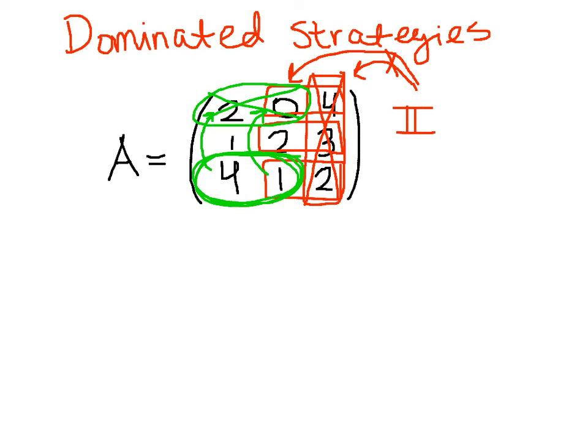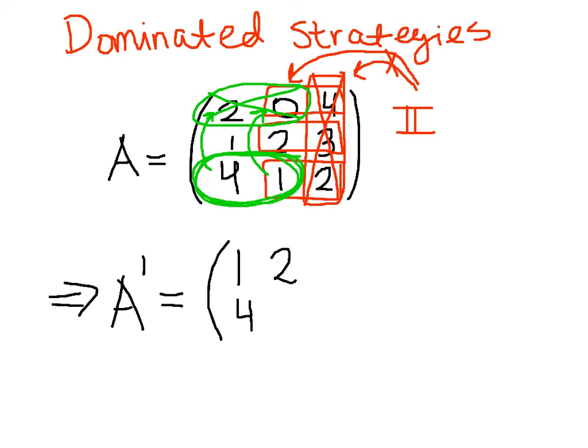Now what we have now is that we have made our matrix smaller. Let's call it A prime. We're only left with 1, 2, 4, 1. And this is much easier to analyze.